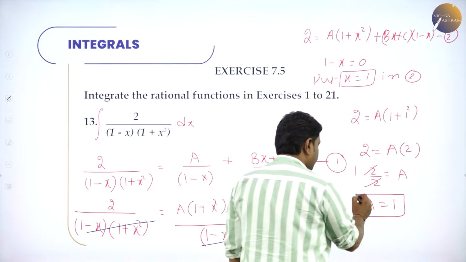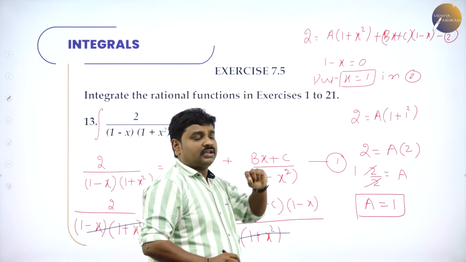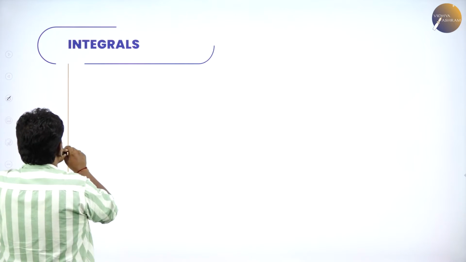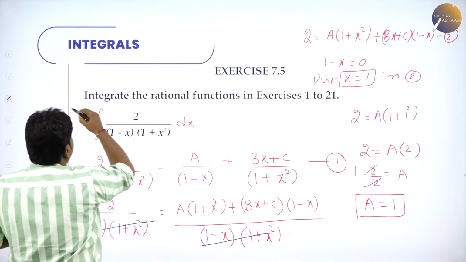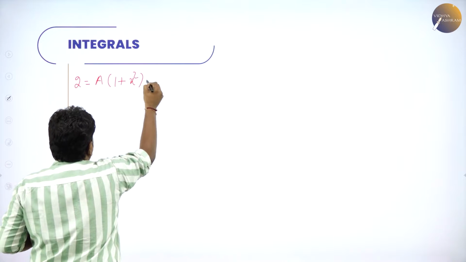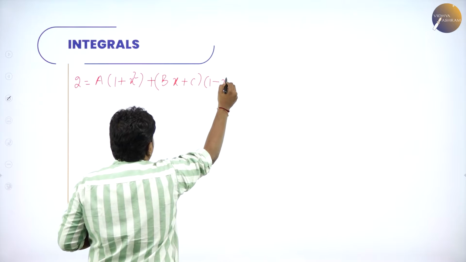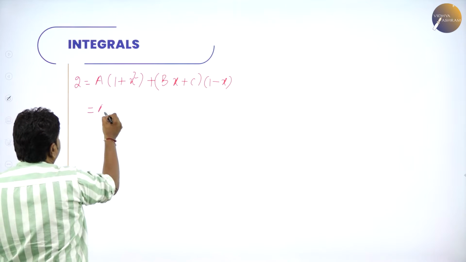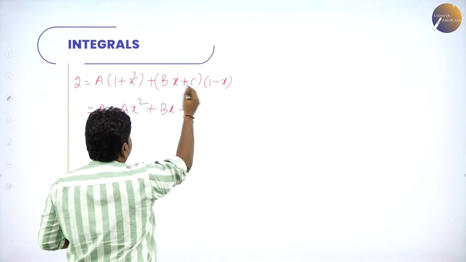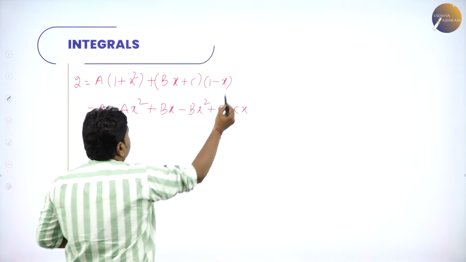Value of a is what? 1. So we got the value of a. Now we need to get b and c. We need to get what? B and c. So equating the coefficients. So we'll take the equation, that is 2 is equal to a into 1 plus x square plus bx plus c into 1 minus x. So now if you multiply this, it will become a plus ax square plus bx minus bx square plus c minus cx. So this was the equation 2.